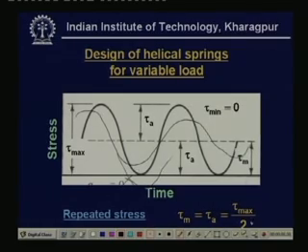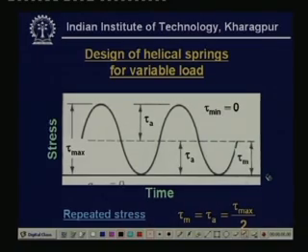So that is the reason we will have some simple changes in the variable load design for springs, in contrast to what we have learned in our earlier classes about variable load design for general machine elements, where in certain cases we faced a complete reversal of the cycle.